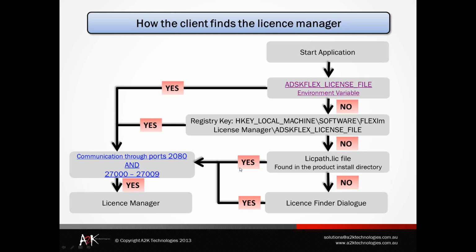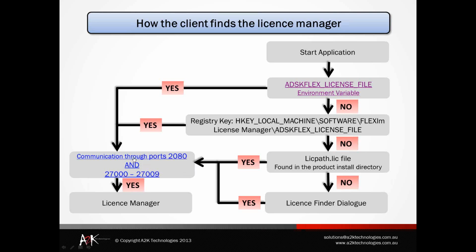At any point, if we get a yes, then it's going to communicate from the workstation or the client machine through to the server. It's going to communicate through ports 2080 and 27,000 through to and including 27,009. So you might want to have exceptions for those port numbers in your firewall.